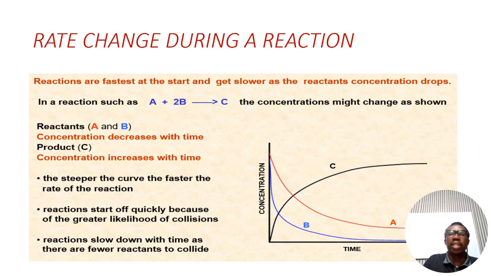So we're looking at rate changes during a reaction. Reactions are fastest at the start, because at the start the concentration of the reactant is very high. Once the concentration is high, there's an increase in the frequency of collision of the reactant particles, so there will be an increase in the rate of reaction. The reaction will be very fast at the start and gets slower as the reactant concentration drops, because the reactants are used up and decrease in concentration. So the rate of reaction gets slower because the frequency of collision decreases.